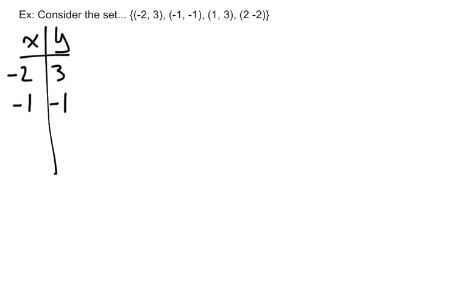So consider this set of 4 ordered pairs: (-2, 3), (-1, -1), (1, 3), and (2, -2). Can we represent this relation in those variety of different ways? First of all, let's make a table out of it. When we make a table, we just go x and y. In the x, we just list the x coordinate, -2, and how it's paired with 3. So the next ordered pair is -1, -1. Then we go to 1, 3, and 2, -2. Pretty simple on how to represent a relation as a table.